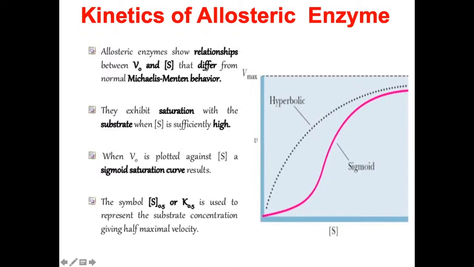Allosteric enzymes show a relationship between V naught and S that differs from normal Michaelis-Menten behavior, and they exhibit saturation with the substrate when the substrate is sufficiently high. When V naught is plotted against S, a sigmoid saturation curve results, and the symbol S 0.5 or K 0.5 represents the substrate concentration giving half maximum velocity.